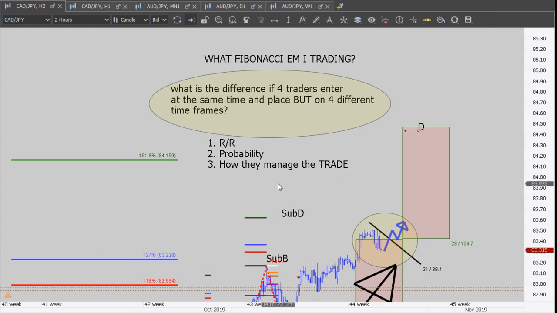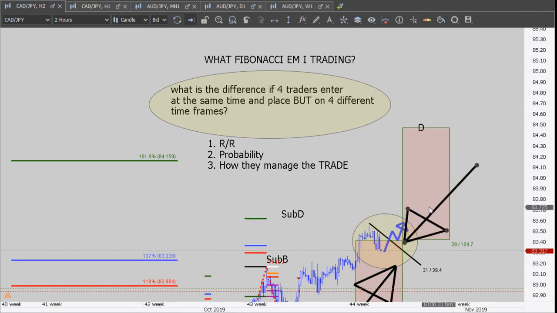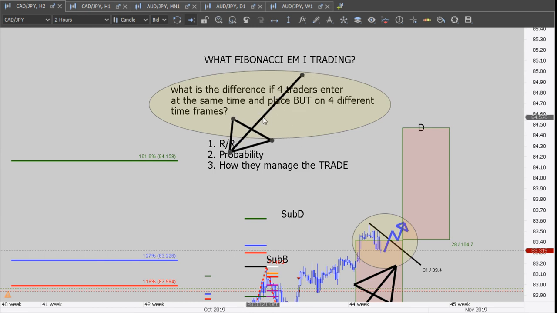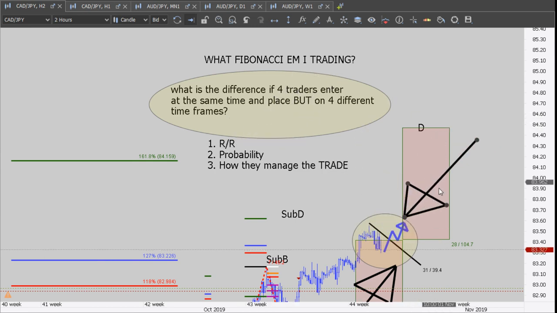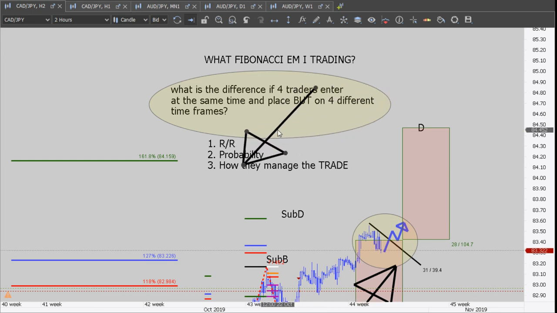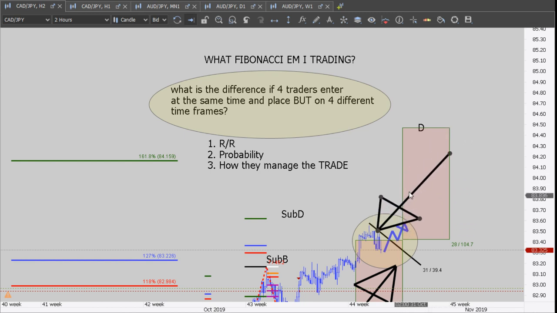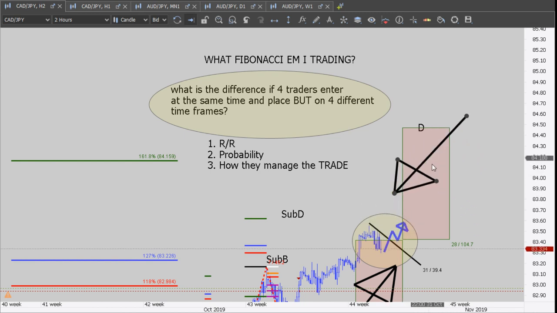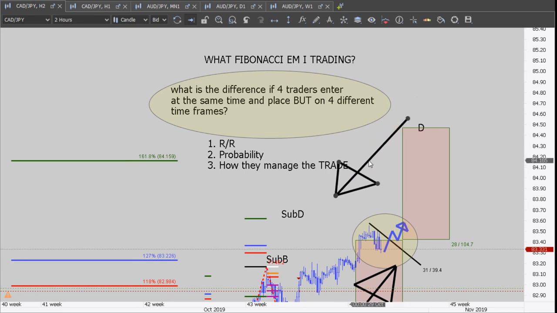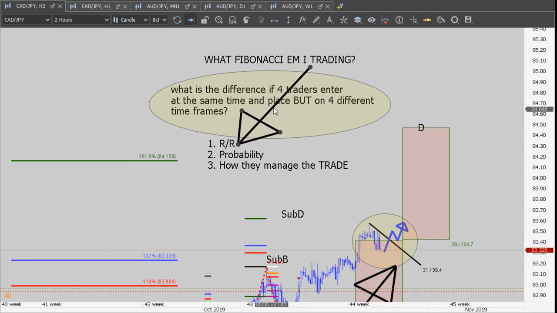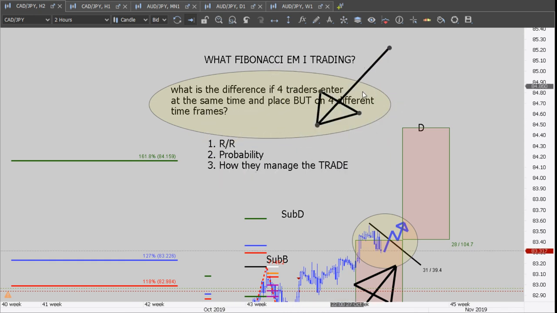You can have four different traders entering at the same place, at the same time. Some of them are going to lose and some of them are going to win because of the different probability. And between those that are going to win, how are they going to manage the trade? The winners are going to manage the trade differently. You cannot manage the trade the same way from the monthly that you are managing from the weekly and daily. It's different. Miguel, risk management is number one. Yes, sir. Congratulations, time to shine.